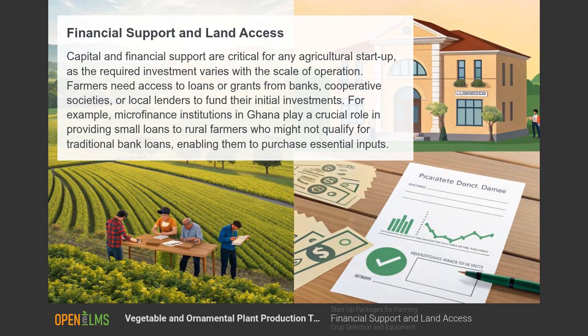Financial support and land access. Capital and financial support are critical for any agricultural startup, as the required investment varies with the scale of operation. Farmers need access to loans or grants from banks, cooperative societies, or local lenders to fund their initial investments. For example, microfinance institutions in Ghana play a crucial role in providing small loans to rural farmers who might not qualify for traditional bank loans, enabling them to purchase essential inputs.